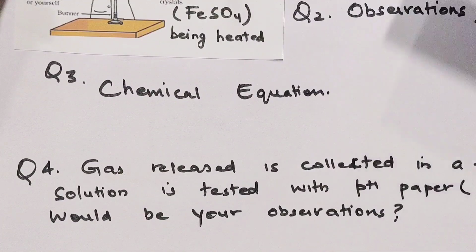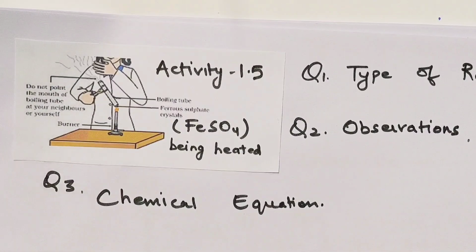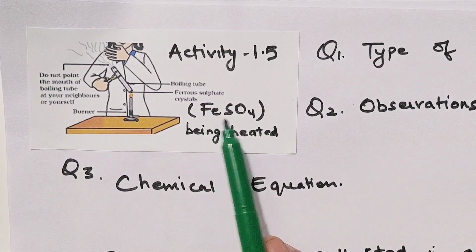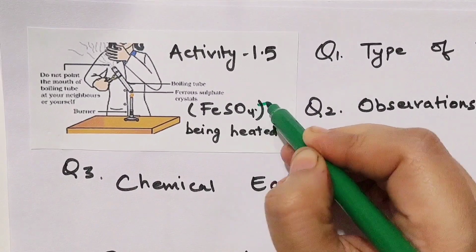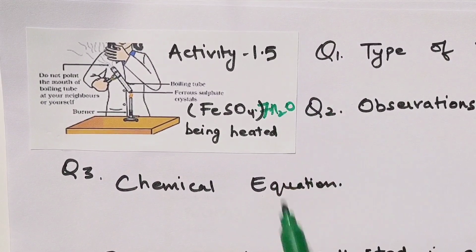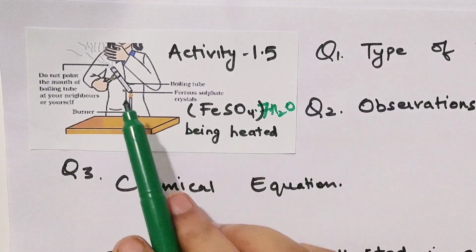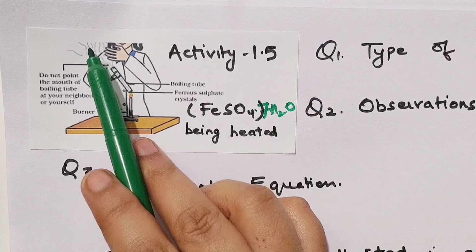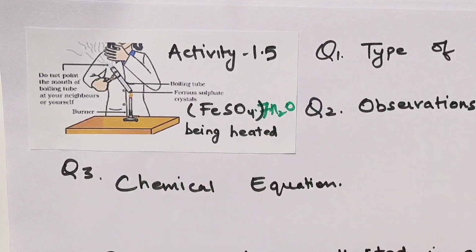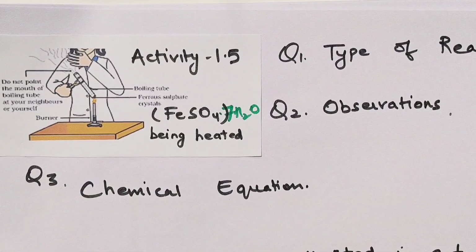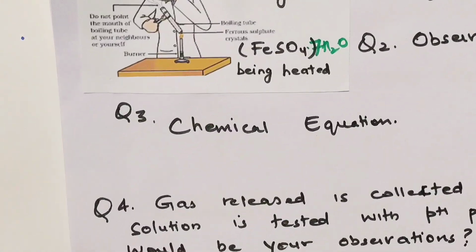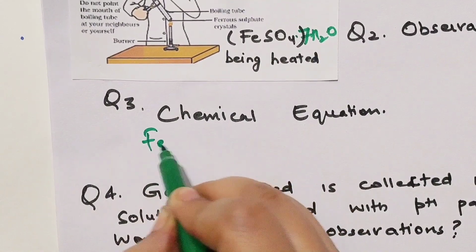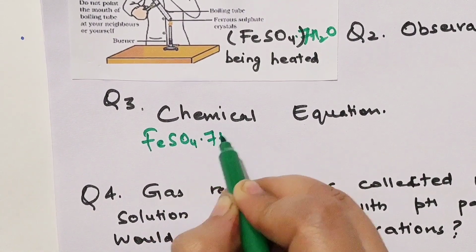Moving on to the next one. Okay, in this activity, there is ferrous sulfate heptahydrate. Ferrous sulfate heptahydrate being heated in a test tube, and some gases are being released. Okay, so now let's see. Here let's first start with the chemical equation. We started with ferrous sulfate heptahydrate.